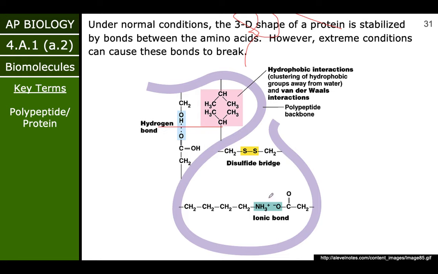Okay? Maybe this ionic bond gets broken. Well, maybe a protein got in water when it shouldn't, and now the ionic bond has been disrupted because we know that water likes to break up ions. Now, disulfide bridges can break too, but they're pretty strong because that's a covalent bond, right? That's the strongest of those three.